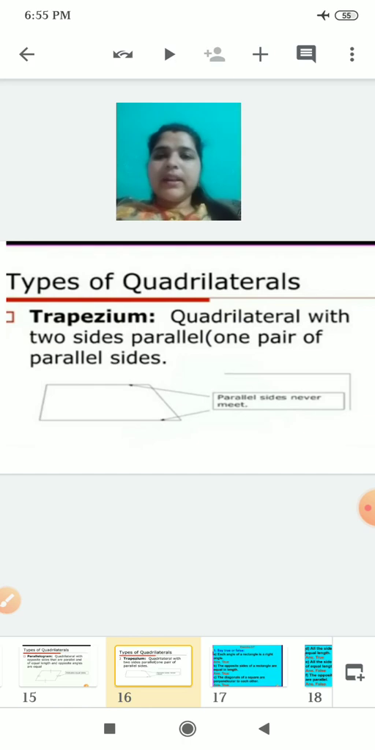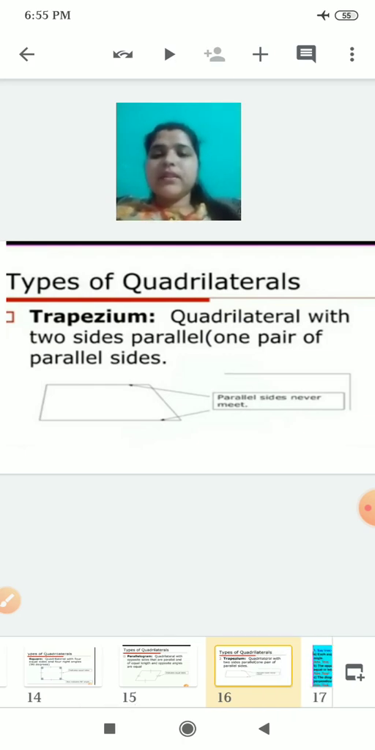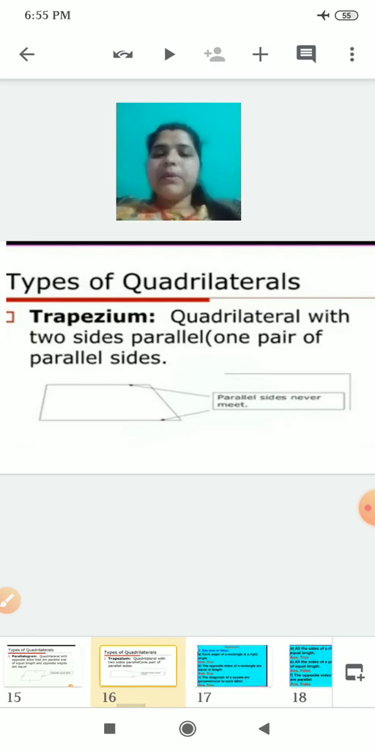So it is very clear, I hope. First we discussed the rectangle: all four angles are 90 degrees and opposite sides are equal. Second we have the square: each side is equal and each angle is 90 degrees. In a parallelogram, opposite angles are equal and opposite sides are parallel and equal. In a trapezium, only one pair of sides is parallel.